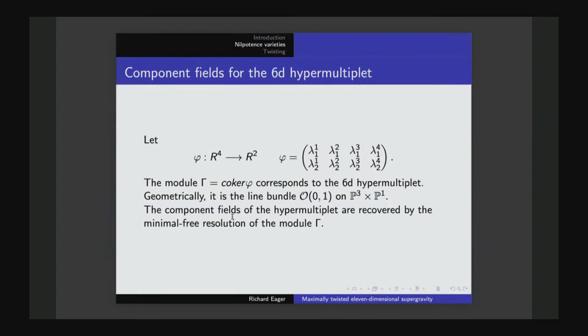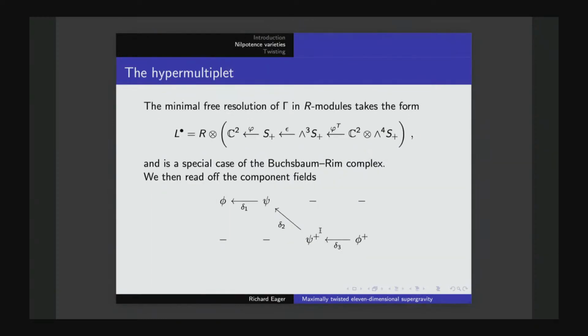The component fields of the hypermultiplet are recovered by the minimal free resolution of the module gamma. So just to work through that, the minimal free resolution of gamma in R-modules takes the following form, and it's a special case of the Buchsbaum-Rim complex. Here, this C2 is actually the R symmetry space. I decided not to give it a name. And then S plus is the spinor representation.